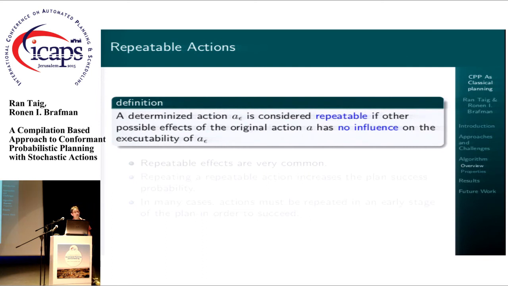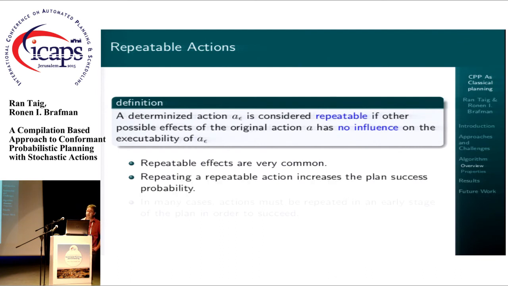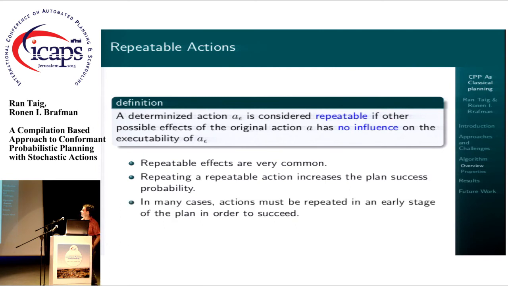Another important component of our algorithm is the repeatable actions mechanism. A repeatable action is basically an action that you can repeat in sequence a number of times, so that each new execution of the action increases the probability of the outcome to succeed. I must say that repeatable effects are very common in probabilistic benchmarks and in natural settings. Repeating it increases, of course, the plan's success probability, and in many cases, one must figure that he needs to repeat this action in an early stage in order for the plan to succeed.